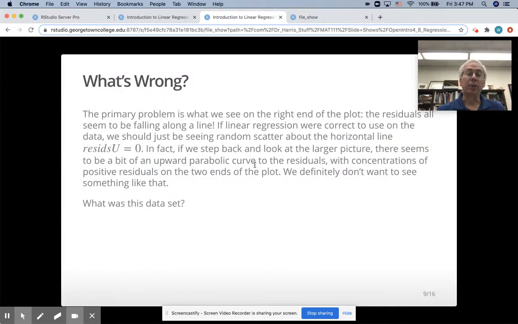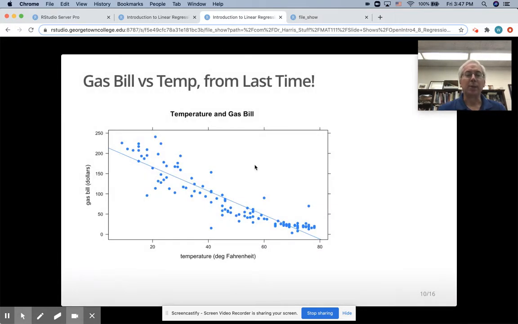And so the question becomes then, well, what was this data set? Where were we seeing this sort of non-randomness to the residuals? And it's this scatter plot involving outside monthly average temperature and amount paid on a gas bill that we encountered in the previous slideshow, where we saw the curved element at the higher temperatures here.